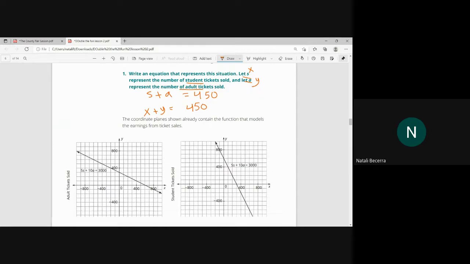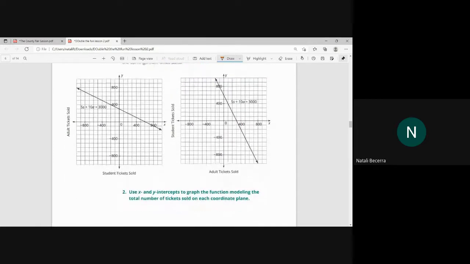So we have S plus A equal, but we do know that the total was 450, right? Another way to write this, if you want, to replace the X and the Y like that, you can do that. All right. So that's our linear equation.